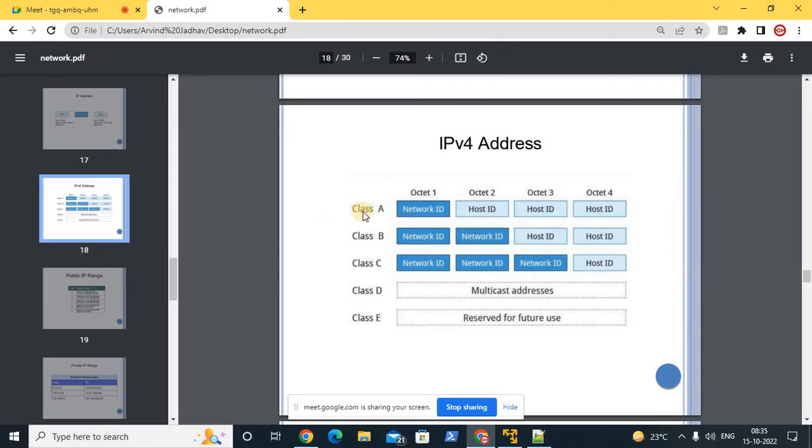So there are 5 classes in the IPv4 protocol: class A, class B, class C, class D, class E. Make a note of that. Among the 5 classes, we are using only the top 3 classes: class A, class B and class C. Class D is used for multicast addresses and class E is reserved for future use.